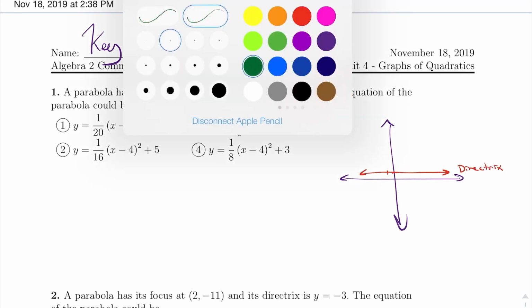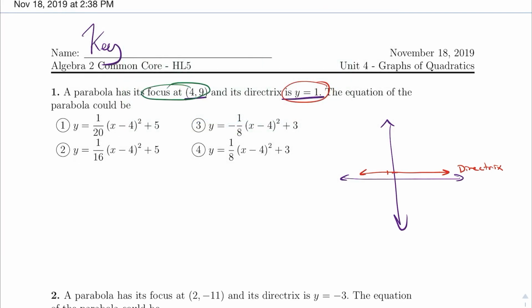Next step, you need to graph the focus. So the focus is at (4, 9). So 1, 2, 3, 4. We already have 1, 2, 3, 4, 5, 6, 7, 8, 9. So we have our focus at (4, 9).